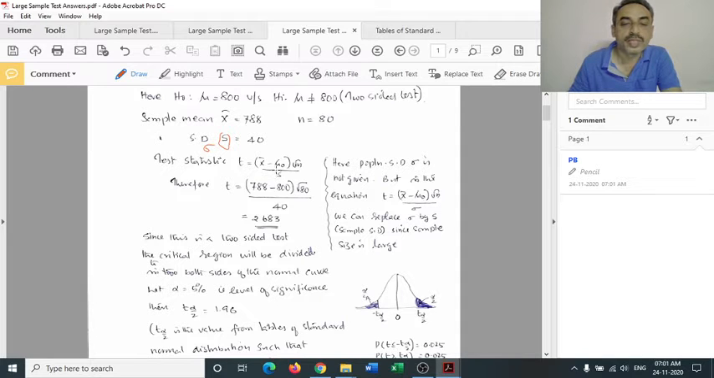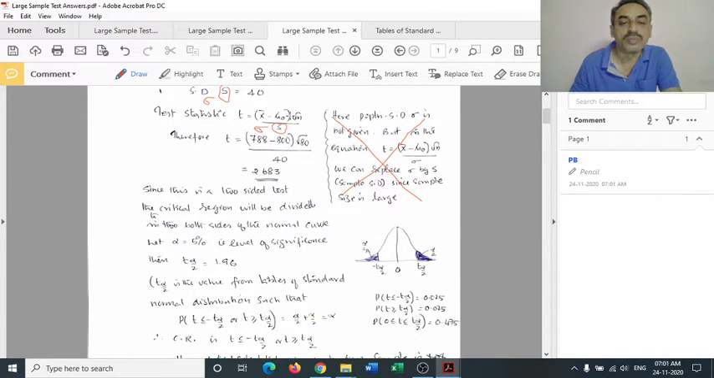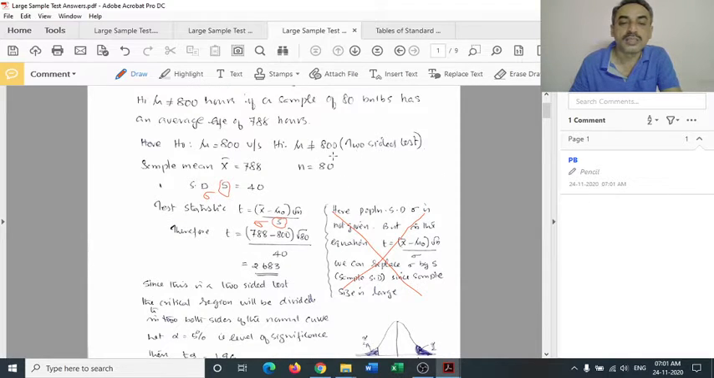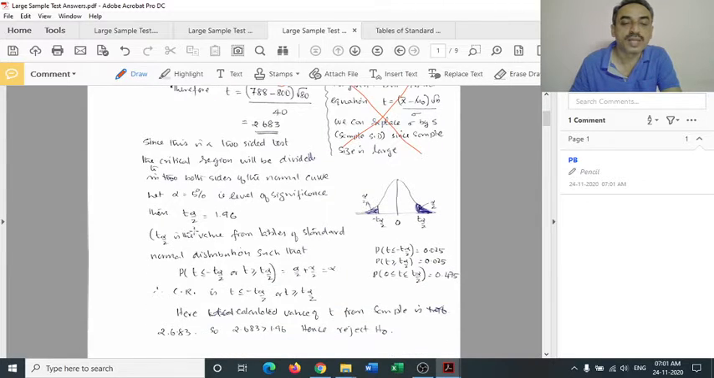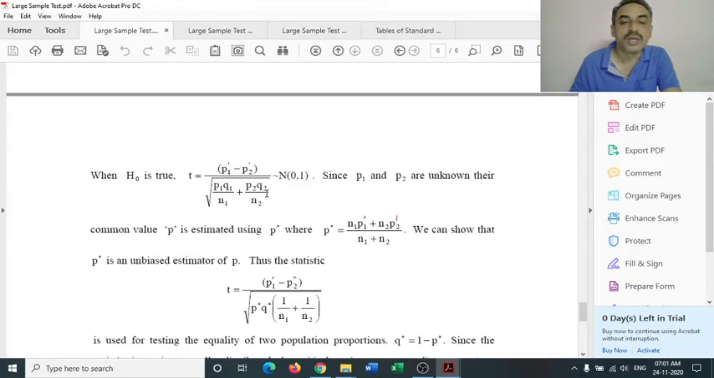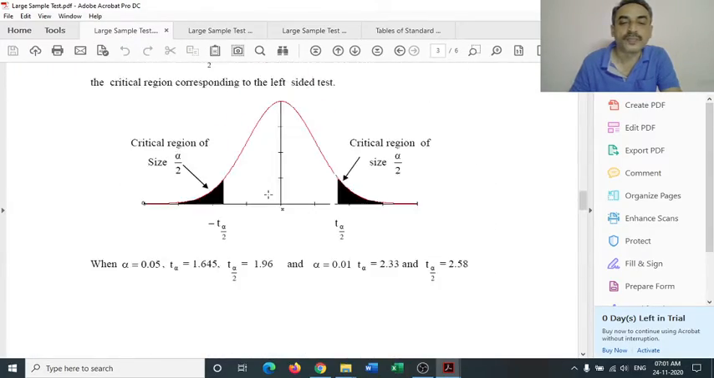So the equation will be, as this is the sigma known case, x bar minus mu 0 times root n by sigma, and the other form is not valid here. It is true only when sigma is unknown. So you substitute all this, we can find 2.683, and see that this is a two-sided test. Here mu not equal to 800, so it is a two-sided test. So at 5% level of significance, we see that the table value t alpha by 2 is 1.96.